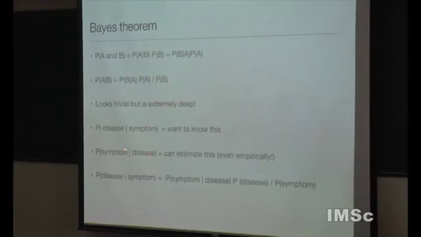But what is it that you want to know? You don't want to know this. You want to know what is the disease given that I have a bunch of symptoms. Okay, and that's where Bayes' theorem comes in. So you can use Bayes' theorem to flip these two things around.